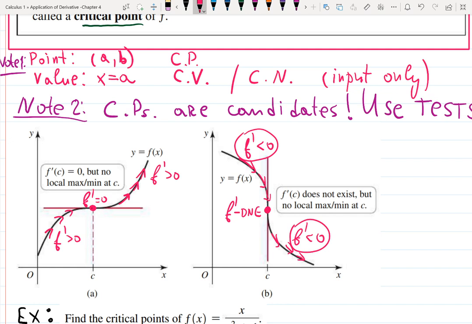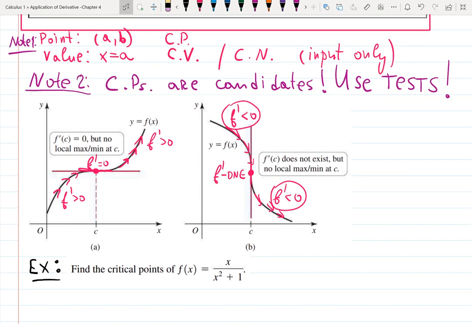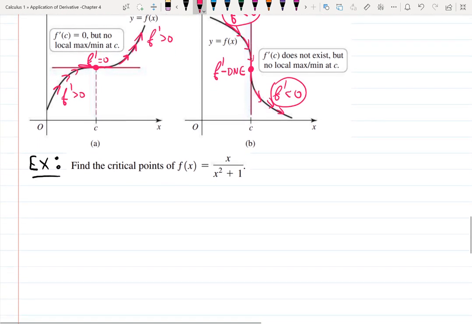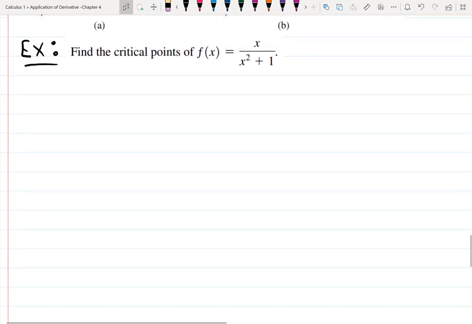Same here. In this case, the slope is flat, derivative is 0. In this case, the slope is vertical, derivative DNE, but no absolute extreme values. And this goes to the different videos. We're going to teach you how to test if the candidates you found give you extreme values. For now, let's just have an example, finding the critical points. And that's going to be the last part of the video.